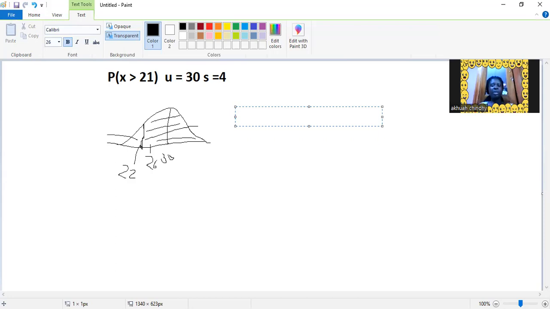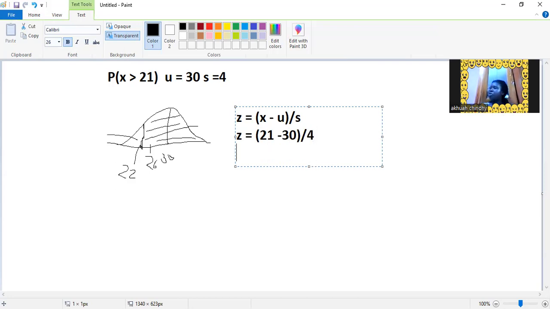So the z will be the x as a figure minus the mean, all divided by the standard deviation. So our z is equal to our x, which is 21, minus our mu, which is 30, all divided by our standard deviation, which is 4. Use your calculator to get your answer. So 21 minus 30 all out of 4. So we get negative 2.5. So that is the answer we got, negative 2.5.